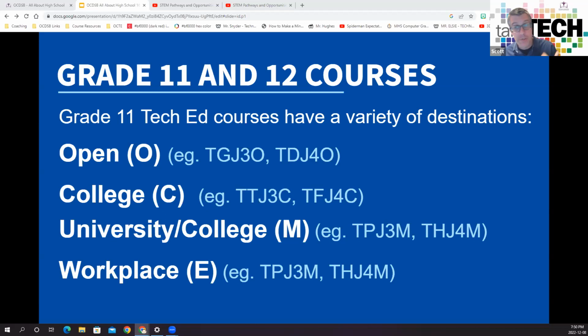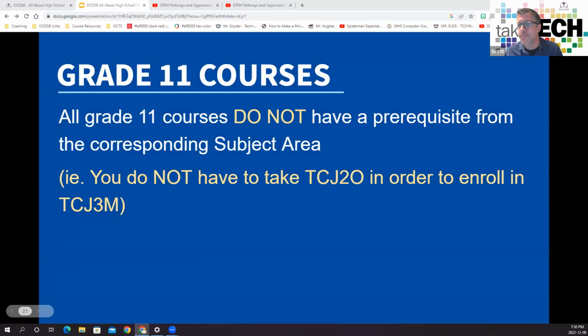And then finally, for our students that are looking at going directly into the workforce after high school, that is an E level course. So if the course code ends with the letter E, that is a workplace course. Unfortunately, I put the completely wrong examples down there. That should be TPJ3E and THJ4E. Copy and paste was not friendly to me there. So I apologize for those examples there at the bottom.